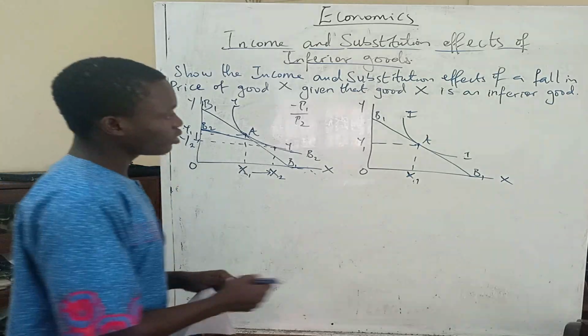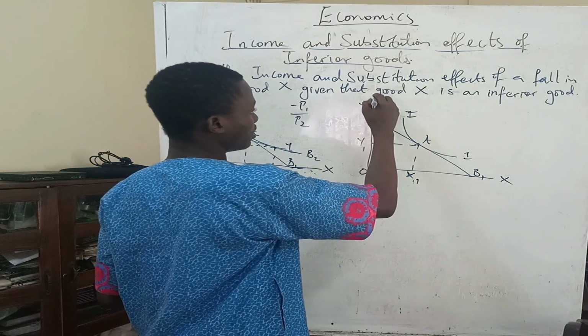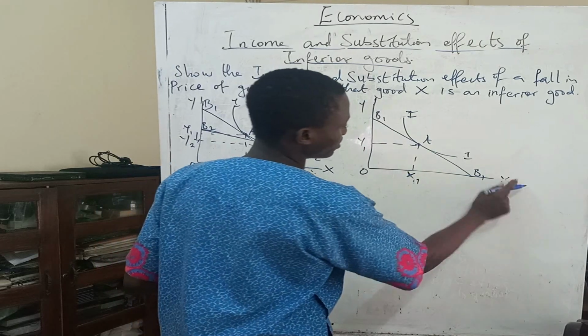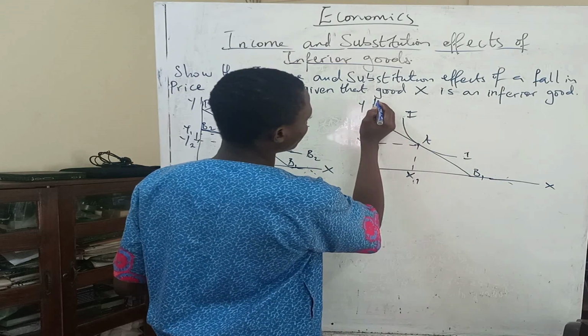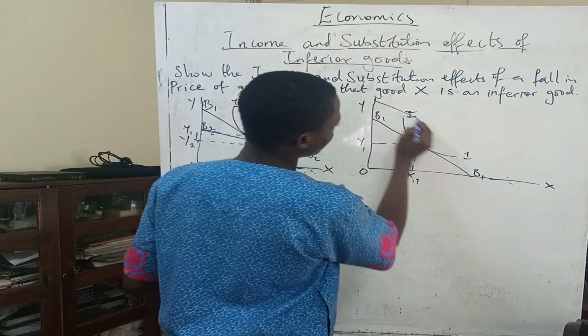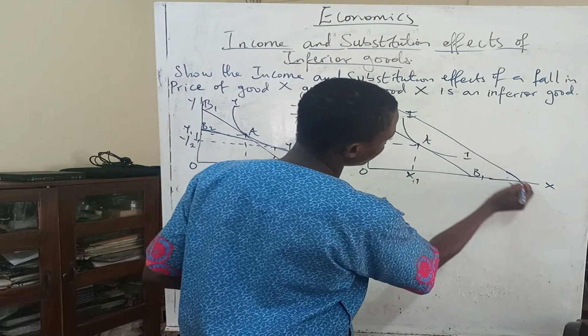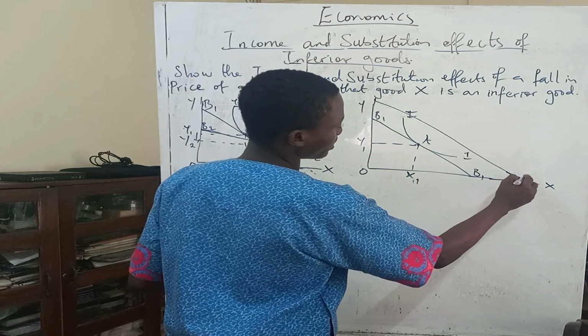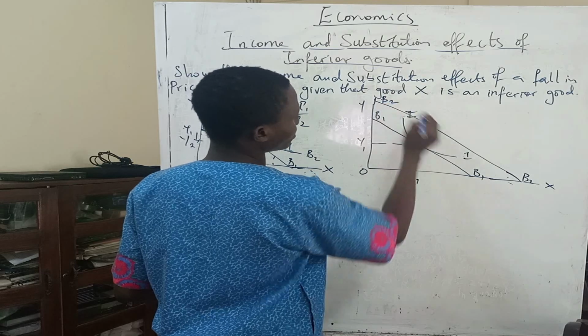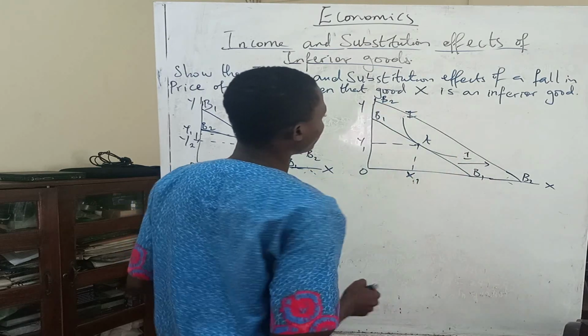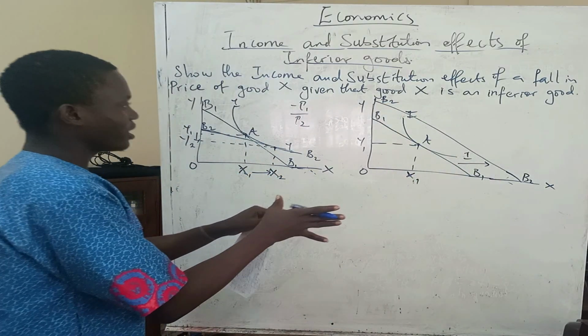And that is what is going to cause this guy first. I think I need to extend this one now. So there's going to be an outward, a parallel shift. I'm able to draw something that is parallel. A parallel shift of the budget line. So you have B2, B2 to show the income effects. Okay, just kind of help me manage that.